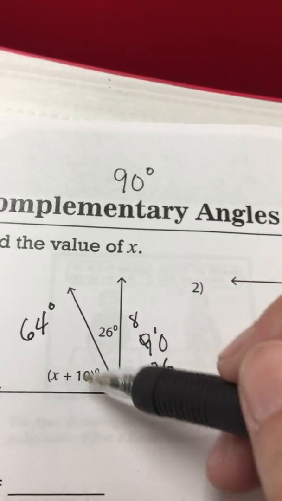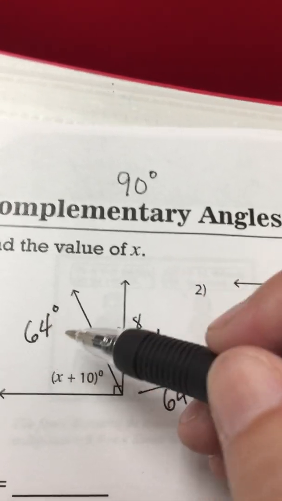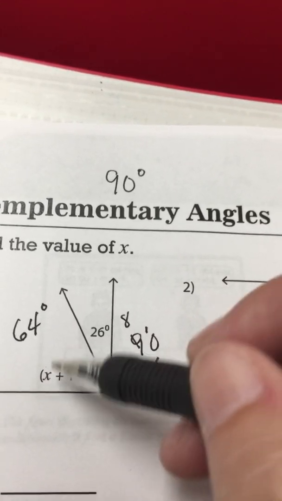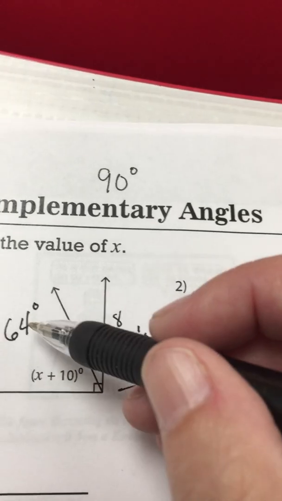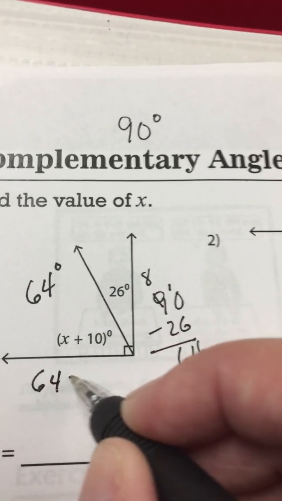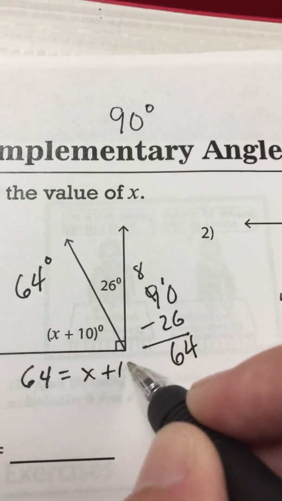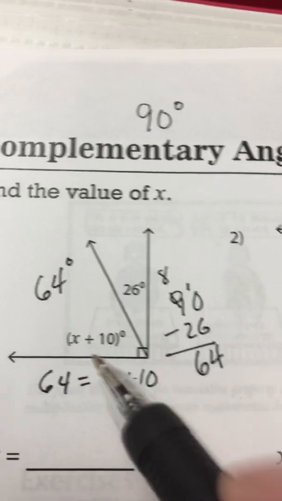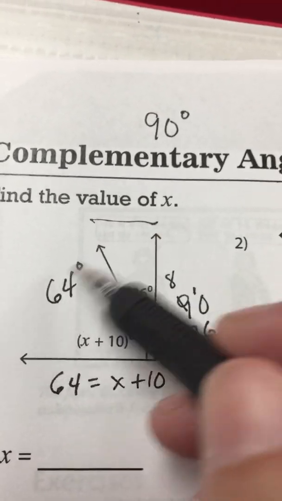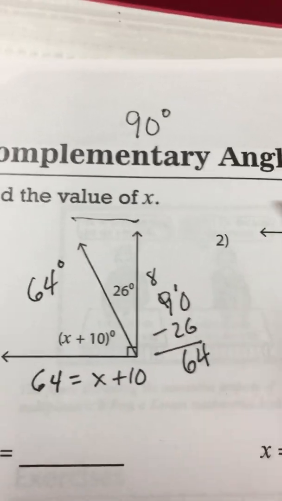So the easiest one that we can do here for an equation is just say 64 equals x plus 10, because they're saying that x plus 10 degrees is the measure of this angle, and we know that it equals 64. So I'm just going to write this little equation, 64 equals x plus 10. Okay, so now that we have an equation, can we solve for x? Yes, because that's what they wanted us to do, was just find x. But we needed to find this along the way so that we could make an equation.